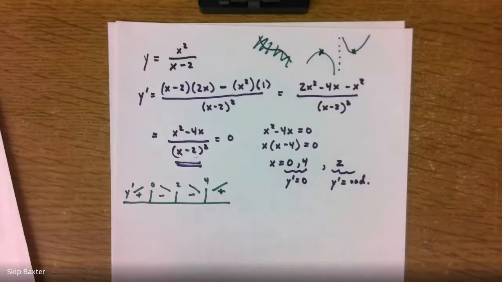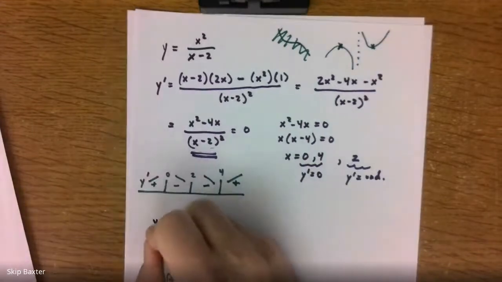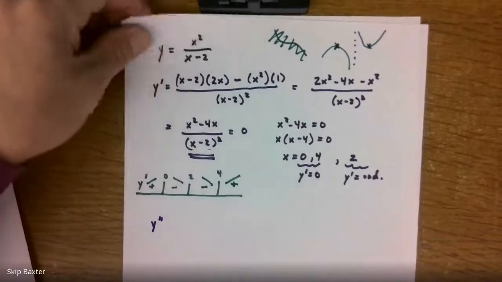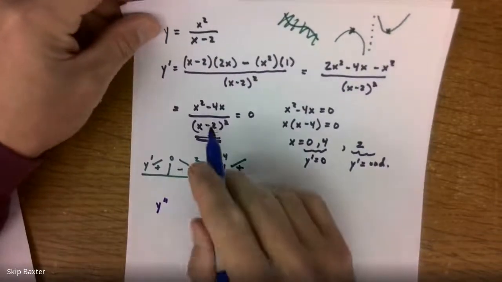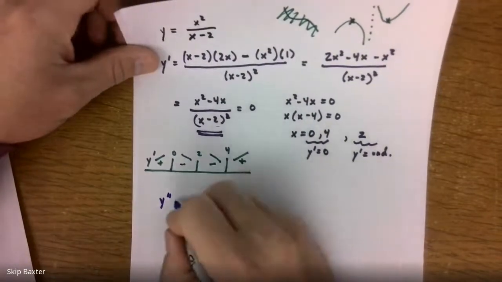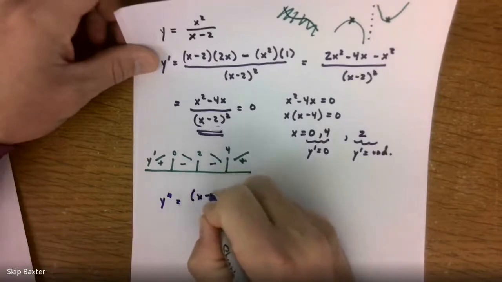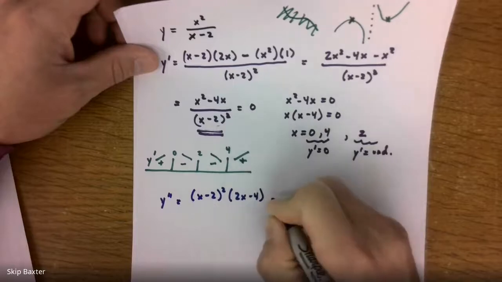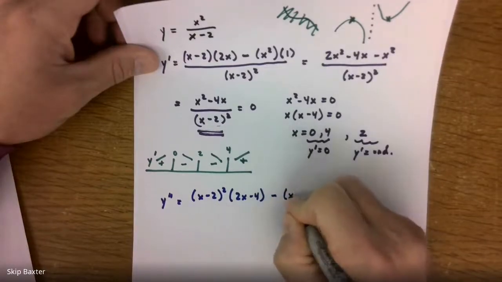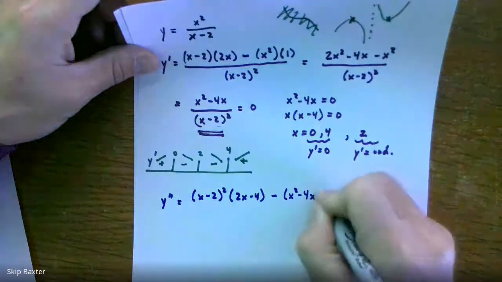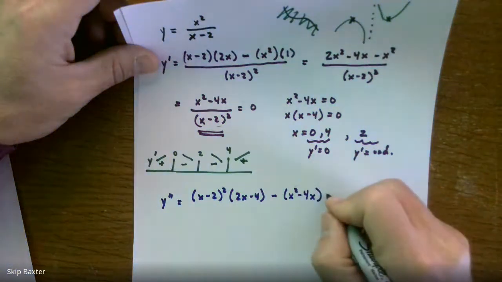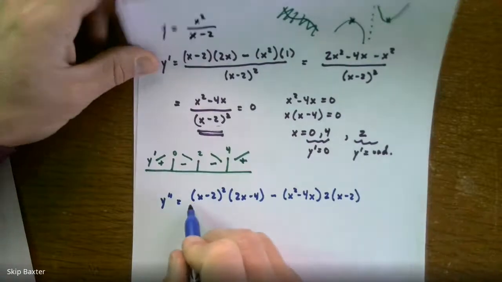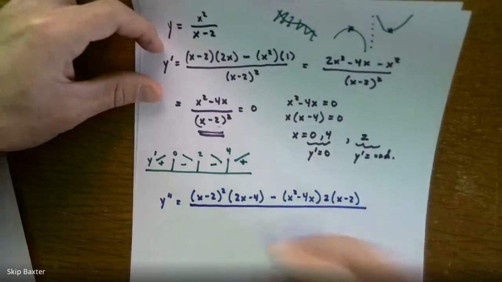So now I'm going to take y double prime, and I'm going to use this derivative as what I'm taking the derivative of. This y prime is what I'm taking the derivative of. So this would be the bottom times the derivative of the top minus the top times the derivative of the bottom all over the bottom squared.